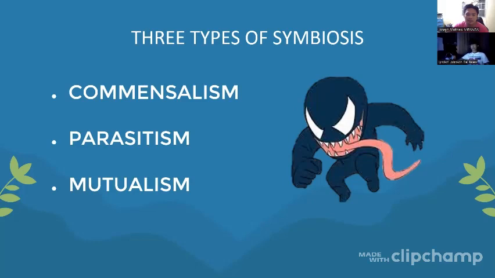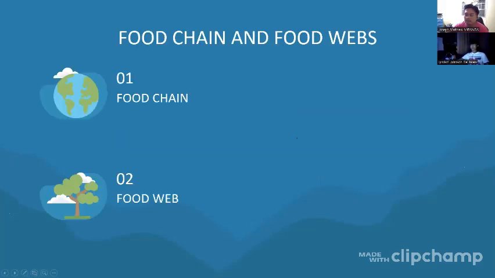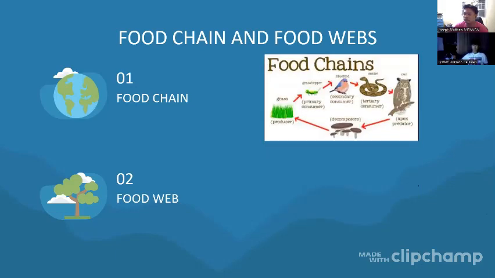Next slide. Now we move on to the food chains and food webs. Food chain refers to the linear representation of how energy moves through the ecosystem. It basically starts from the plant, then moves up to higher level organisms until another organism is eaten by another.